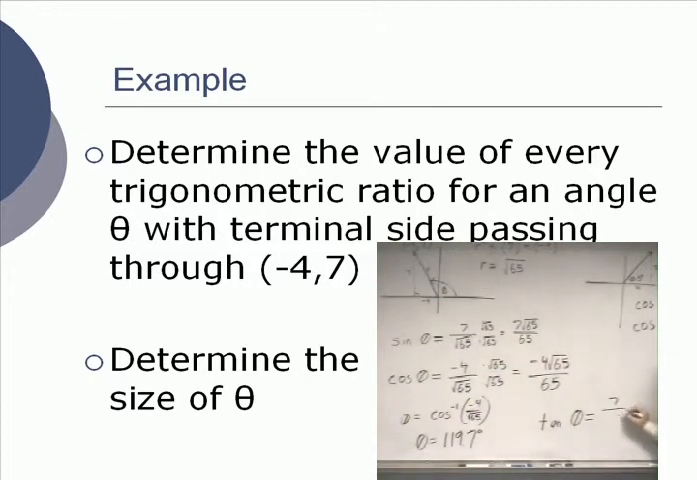Opposite of 7 over adjacent of negative 4. There's nothing to rationalize. We're done. Take just a minute. What is 7 divided by negative 4? Negative 1.75. Negative 1.75. Everybody agree?